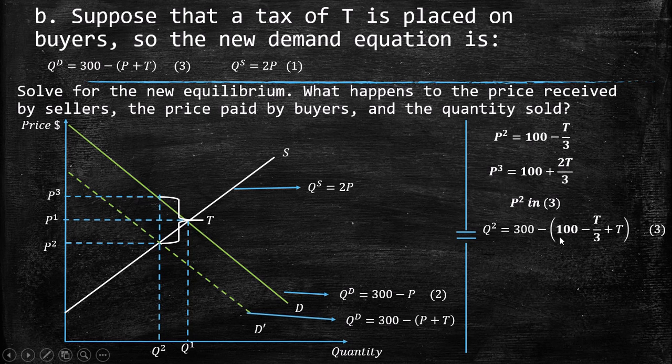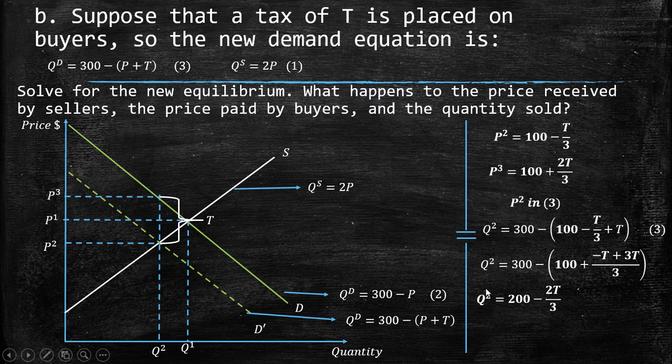Plus T. So this is Q2. Here we make again the sum of this one. So it's going to be 300 minus 100, and this is going to be minus 2t over 3. So it makes sense as well. Why? Because remember Q1 was 200, but now minus this fraction, this is going to be lower.